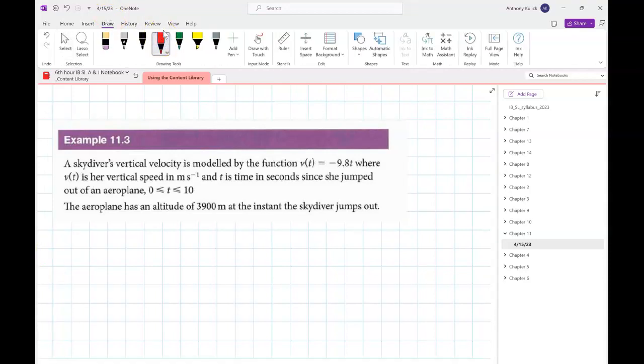So it says a skydiver's vertical velocity is modeled by the function V of t equals negative 9.8t, where V of t is our vertical speed in meters per second, t is the time in seconds since you jumped out of the airplane, for t between 0 and 10. And then it says the airplane has an altitude of 3,900 meters at the instant the skydiver jumps out. What is that statement saying in terms of V of t?